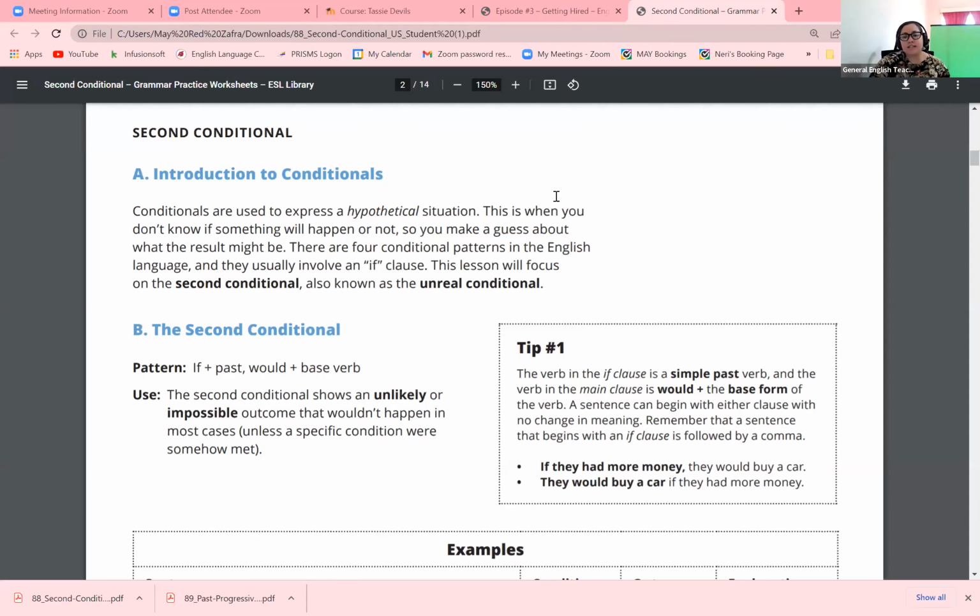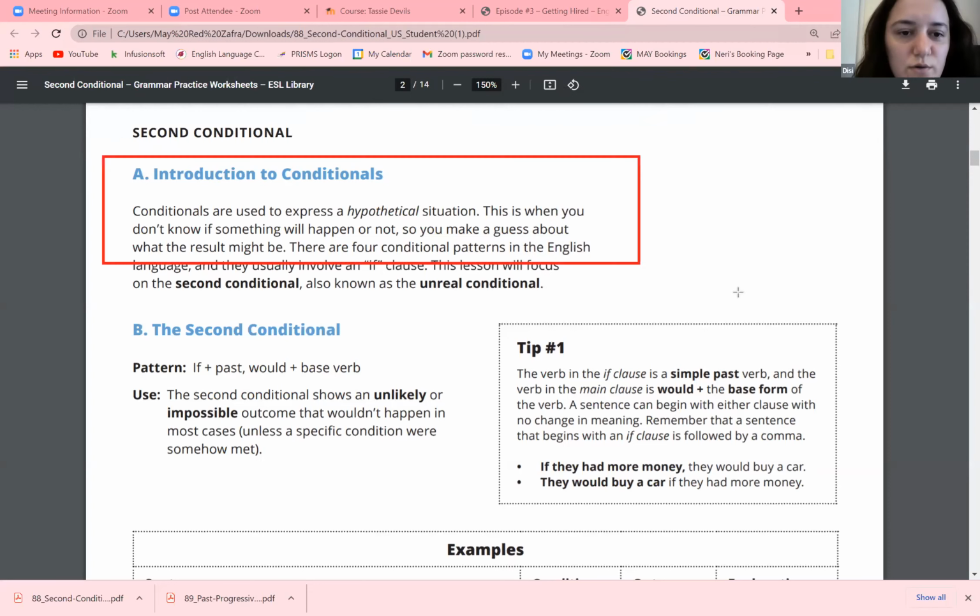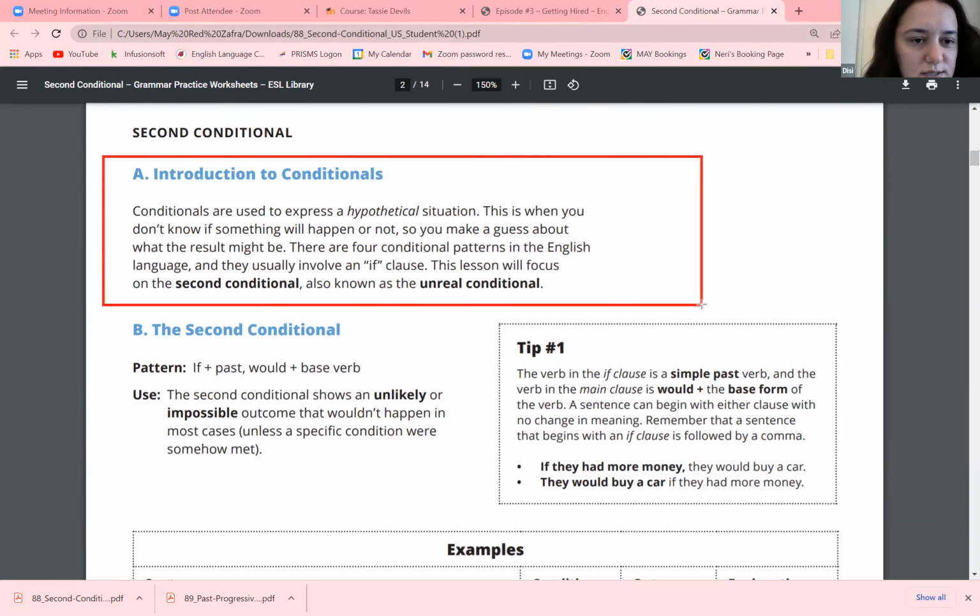Introduction to conditionals. Conditionals are used to express hypothetical situations. This is when you don't know if something will happen or not. So you make a guess about what the result might be. There are four conditional patterns in the English language, and they usually involve an if clause. This lesson will focus on the second conditional, also known as the unreal conditional.